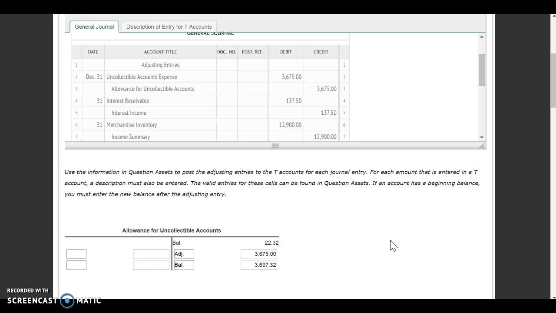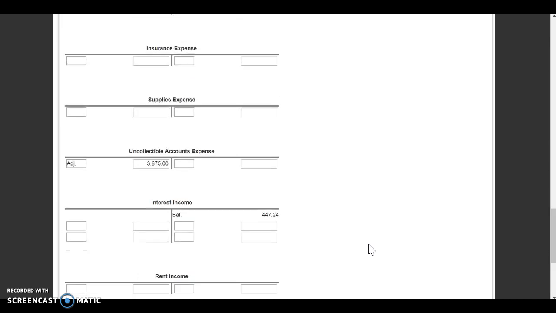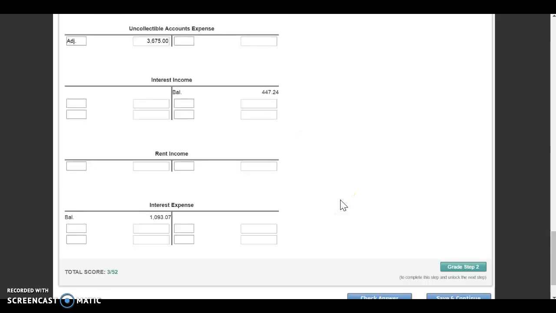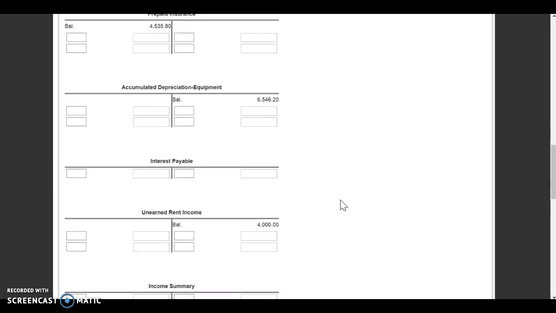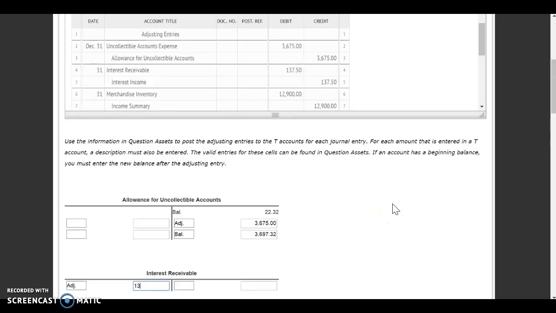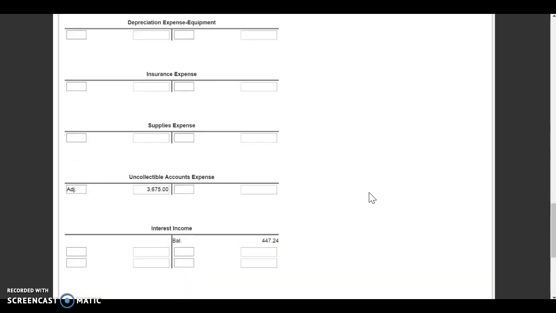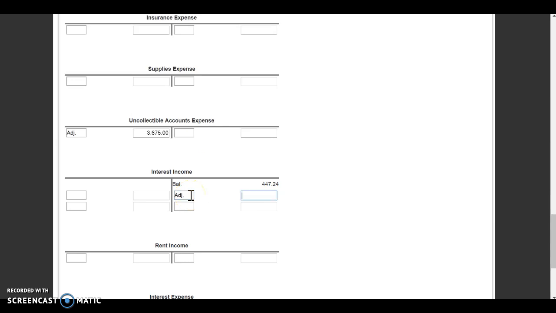Okay, next I'm looking at my interest receivable. There it is. I skipped right over it. Interest receivable. So I'm going to label it as an adjustment. And for that one, I have a debit of $137.50. Then I need to find my interest income. Okay, I'm going to label that as an adjustment again. And for this one, I am going to credit for $137.50.